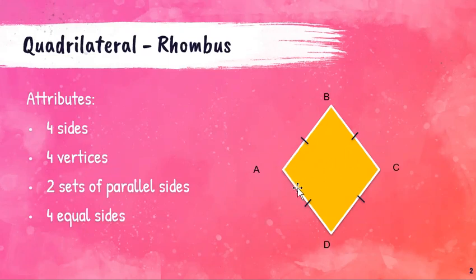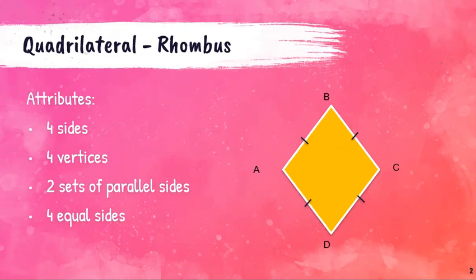So AD, DC, CB, and BA, all four of these sides would be the same length, right? So if one of these side lengths was 3, this would be 3, this would be 3, and this would be 3, right? And then it would have a perimeter of, hopefully you remember how we did perimeter, we add all the sides, so the perimeter would be 12, right? Okay, all right, so that's a rhombus.